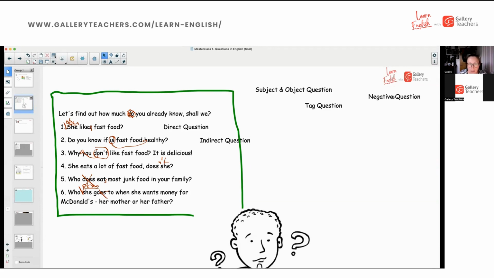Very good. May is saying number two. Negative question. Which one is an example? Number four. Is it negative? No, number three, Maria is saying. Very good. Oh, we will be talking about negative questions today.